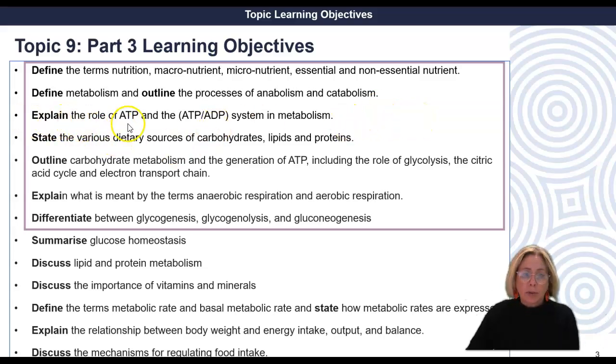Explain the role of ATP and the ATP-ADP system in metabolism. Be able to state the various dietary sources of carbohydrates, lipids, and proteins. Outline carbohydrate metabolism and the generation of ATP, including, very briefly and very broadly, the role of glycolysis, the citric acid cycle, and the electron transport chain. Explain what is meant by the terms anaerobic respiration and aerobic respiration, and then finally differentiate between glycogenolysis and gluconeogenesis.